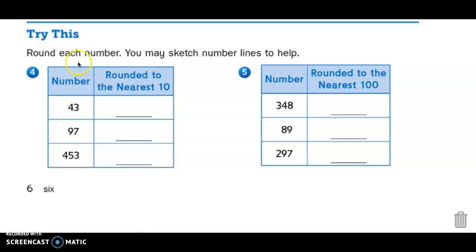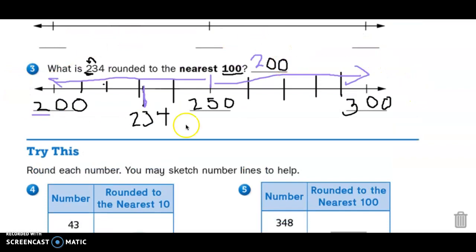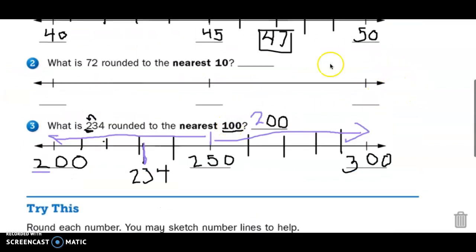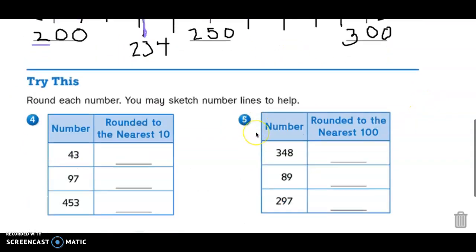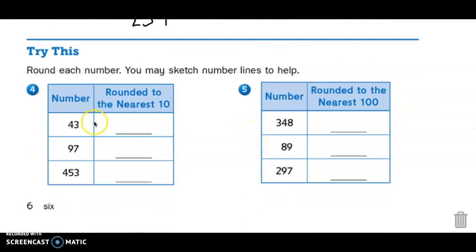It says round each number. You may sketch number lines to help. So if you need to draw these number lines on a separate sheet of paper, or on your whiteboard, to help you round these, please do so. It says round to the nearest 10.